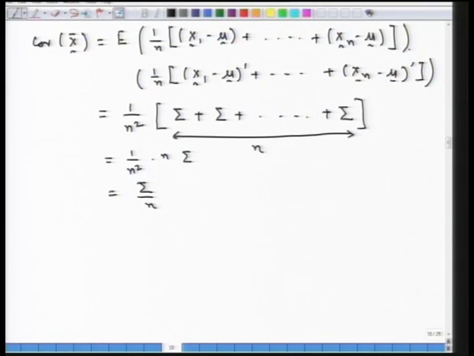Let us now move on to proving the second part of the result, which actually establishes the unbiasedness of this covariance matrix estimator. So, what we had seen, this is the second part of the result.